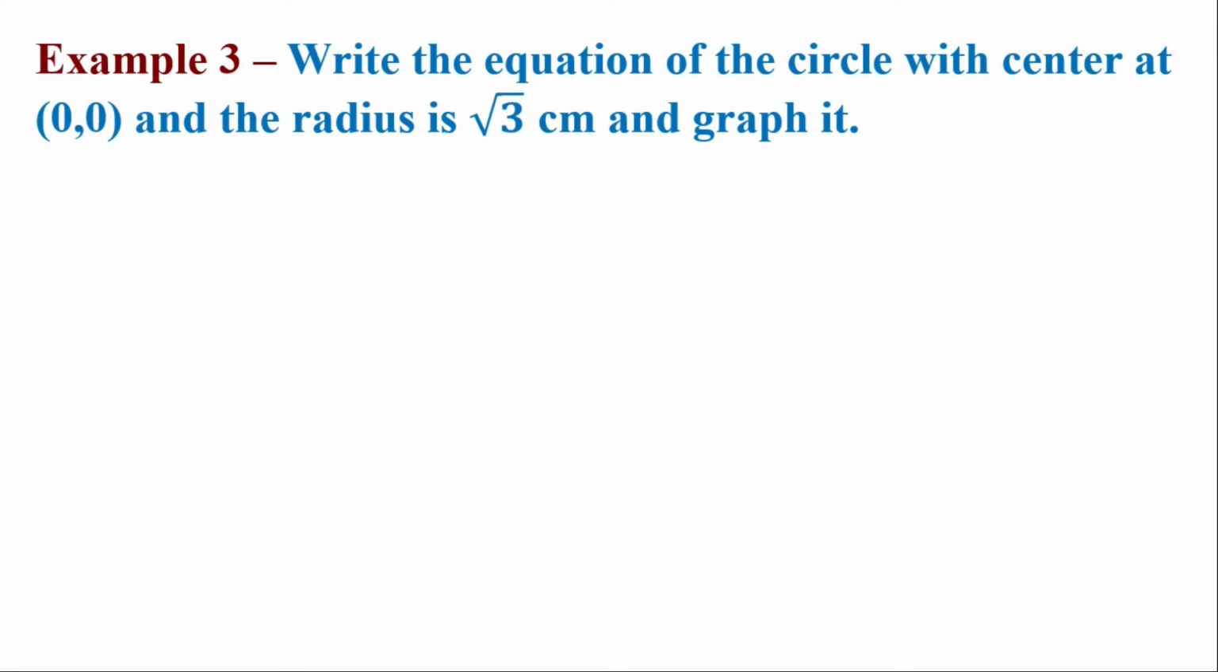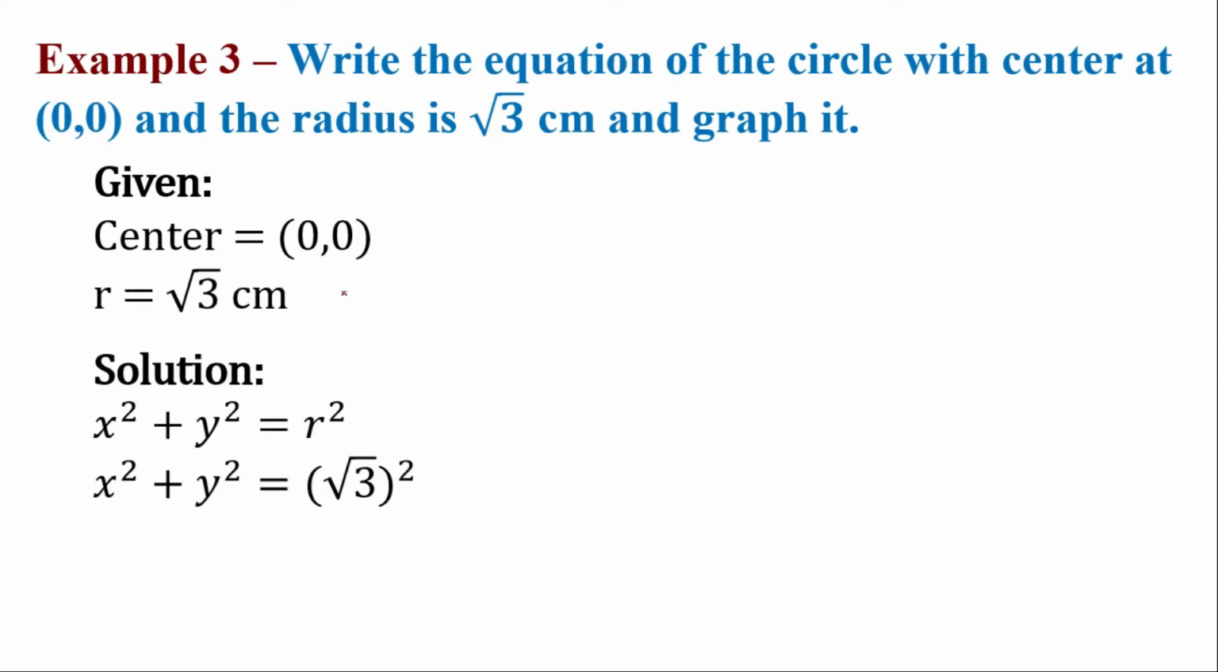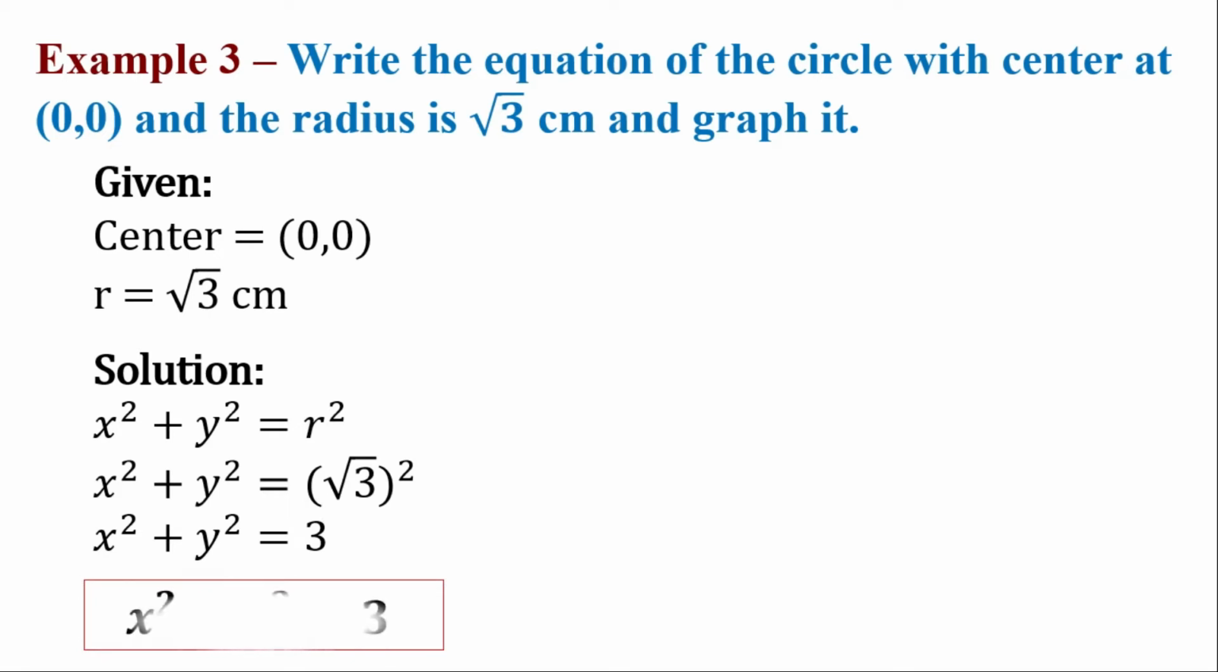Now this problem number 3 deals with a radical symbol for its radius. So write the equation of the circle with center at 0, 0 and the radius of square root of 3 centimeters and graph it. Again, write the given, and in the solution, write the formula first and substitute the value of the radius to r, square it, and you have this as your circle equation.